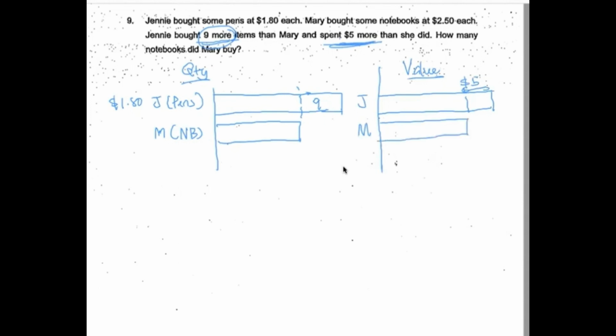Now the first thing we do is we need to remove these 9 pens from the quantity so that Jenny and Mary will have the same number of items. The value of 9 pens will be 9 times 180. That gives you $16.20. The price of the notebook is $250. Let's put it at $250.